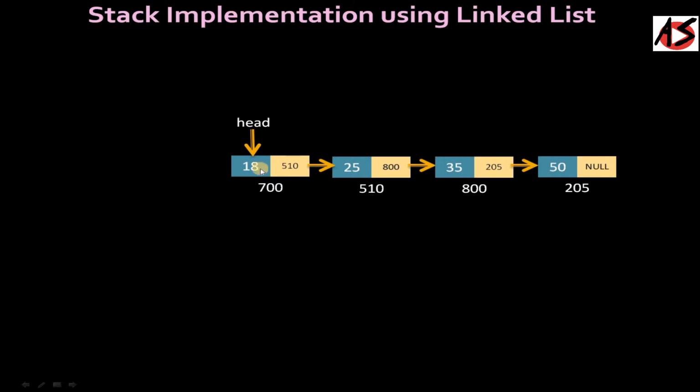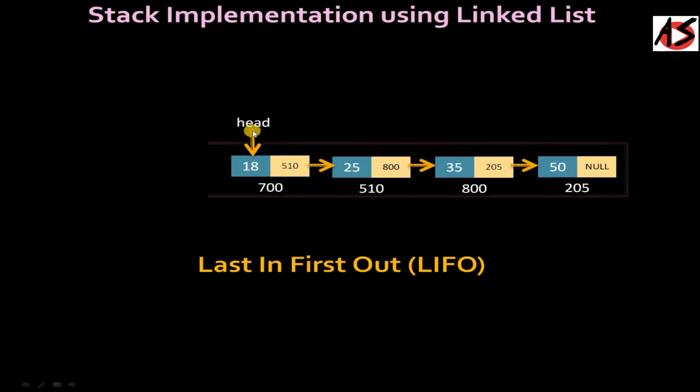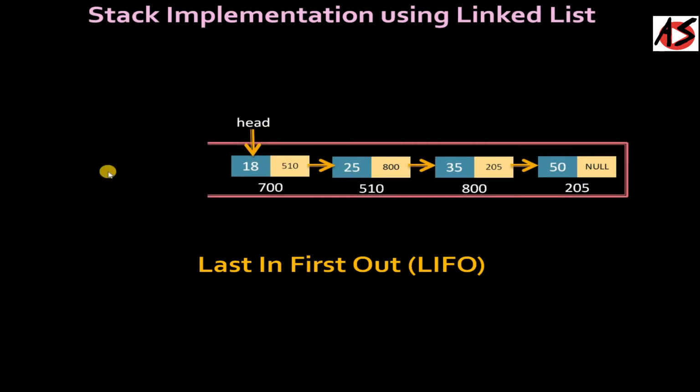Here is the normal linked list, and that is pointed by the head pointer. Now, if you want to implement a stack using a linked list, and the stack follows the order last in, first out, LIFO, you close one end and do the insertions and deletions from one end only, and that is called the head end. But for stack implementation, you call head as top.